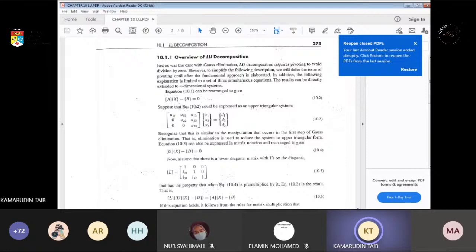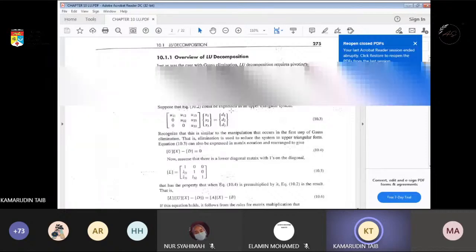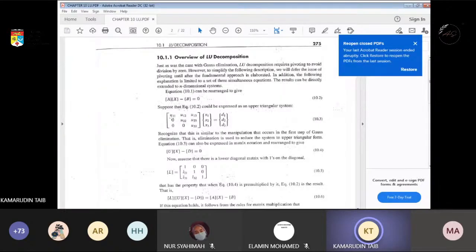Upper triangular matrix U multiplied by x equals D. Okay, that means Ux equals D. That is, on the left hand side, Ux minus D equals 0.